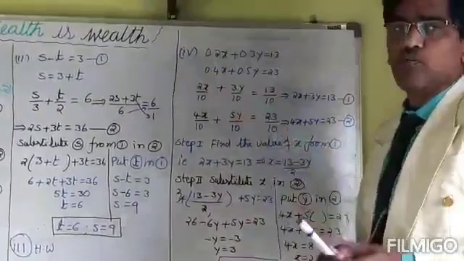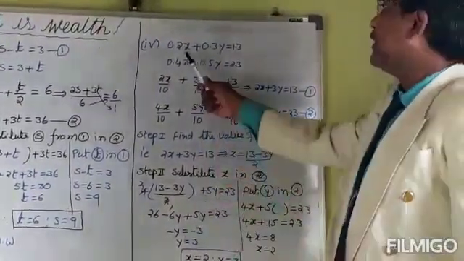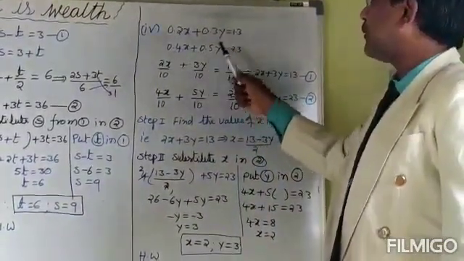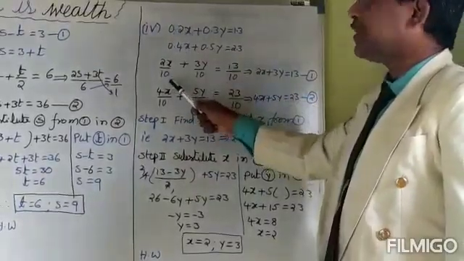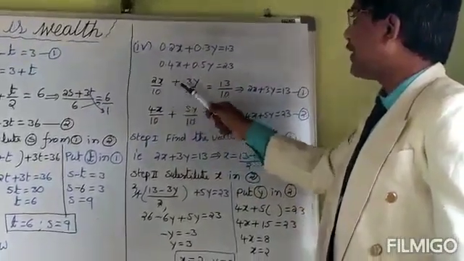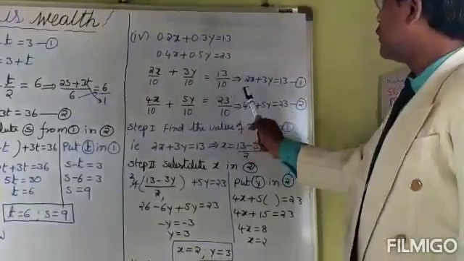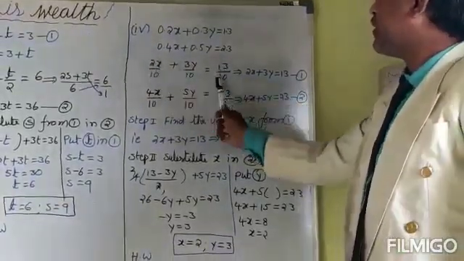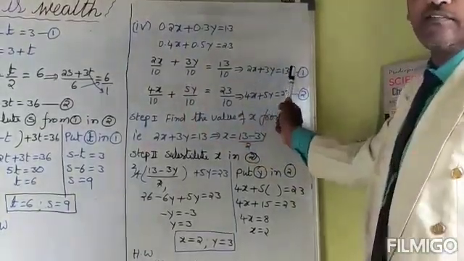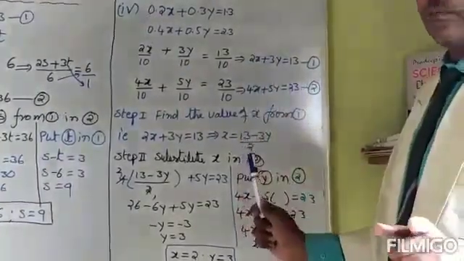You see, question number 4 is different. Here decimal points are given. How to remove the decimal? See, 0.2x plus 0.3y equal to 1.3, and the other equation also has decimals. To remove the decimal we keep 10, because after the decimal there is 1 digit. So it becomes 2x upon 10 plus 3y upon 10 equal to 13 upon 10. Like this also. From this, 1 upon 10 is common on both sides, so it cancels. By this you get 2x plus 3y equal to 13 as equation number 1 and 4x plus 5y equal to 23 as equation number 2. Clear?